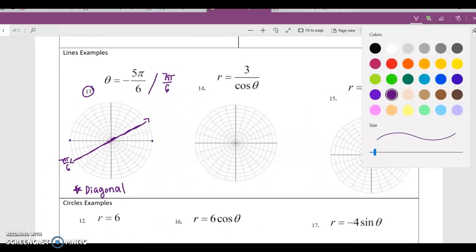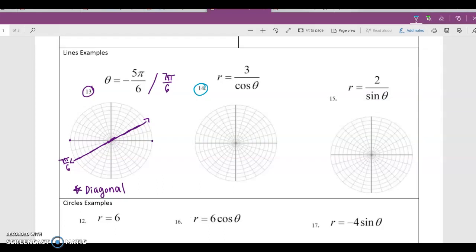Now, number 14, we have r is equal to 3 divided by cosine of theta. So, what happens if we multiply the cosine of theta over? We now have r times cosine of theta is equal to 3. And remember, r cosine of theta is the same thing as x equals 3. So we know that when we have x equals 3, if we're on a normal Cartesian coordinate, that means that we have a vertical line. And it's the same thing in polar coordinates.